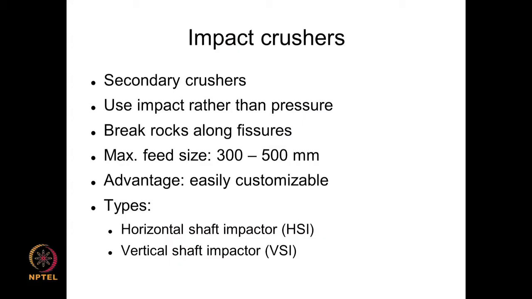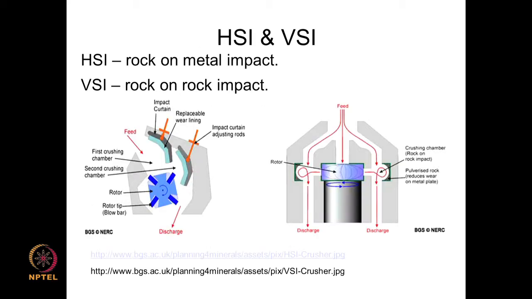So, impact crushers on the other hand again are considered secondary crushers. They use impact. They work best when there is a pre-existing defect in the material. If there is a crack or a fissure in the feed material to begin with, if you hit it with a hammer, it is very likely to fragment along the fault line. It takes a maximum feed size of 300 to 500 mm. It is a customizable crusher. So, you can basically look at the feed material and design your crushing impact operation around the features of the material.